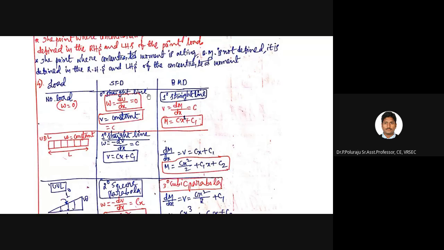It is a 0 degree, straight line. W equals dV by dx equals 0 here. V is constant, that means shear force is constant, nothing but a constant C actually.